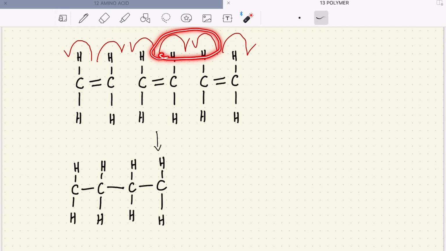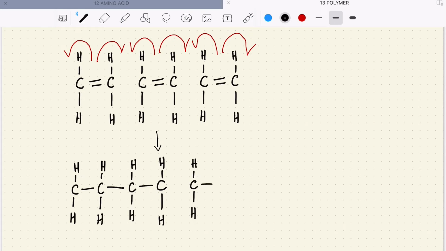Same thing goes to these two, where the double bond will break and they're going to form that, and they're going to form a bond here. Okay, and this one. So as you can see, this is the polymer. Okay, this is the polymer.